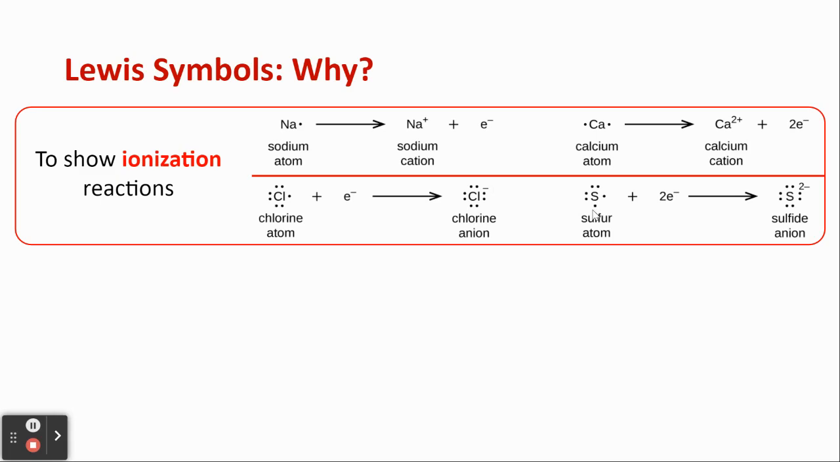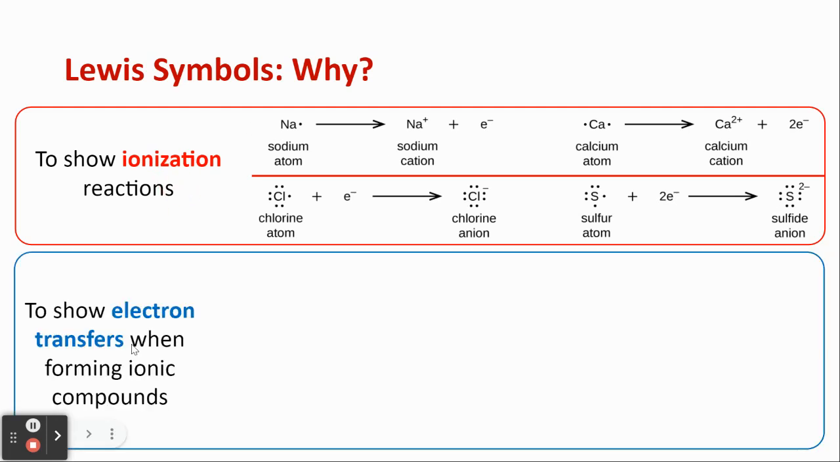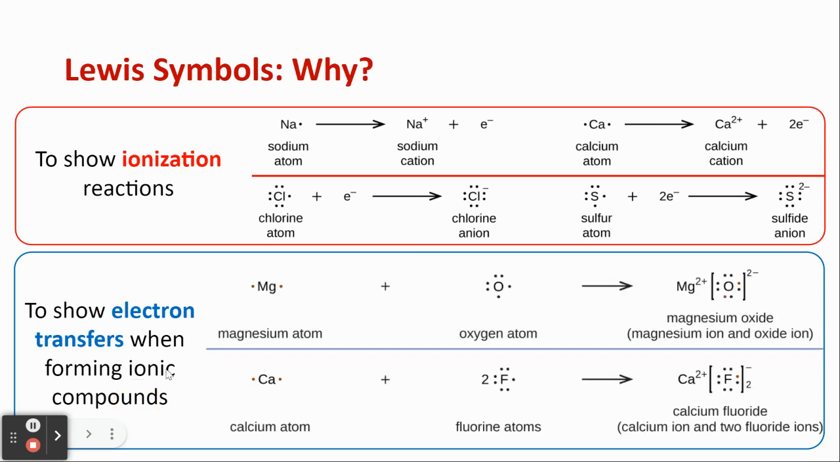Or if we had a sulfur atom, which has 6 valence electrons, and it gains 2 valence electrons, now we've got a sulfide ion that has 8 valence electrons. So these Lewis symbols can help us to show ionization energies. They can also help us to show electron transfers between ionic compounds.